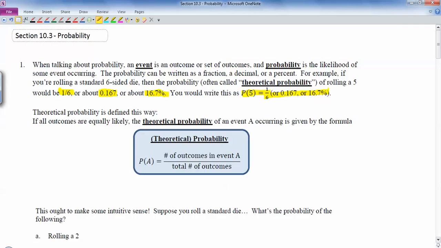So let's take a look. By the way, this formula, you can memorize that formula if you want, theoretical probability. The probability of something happening is the number of ways that something can happen divided by the number of ways that anything can essentially happen. So when you roll a die and you're hoping for a specific number, then it's 1 outcome divided by 6 possible outcomes. So, okay, let's take a look at some of these problems.